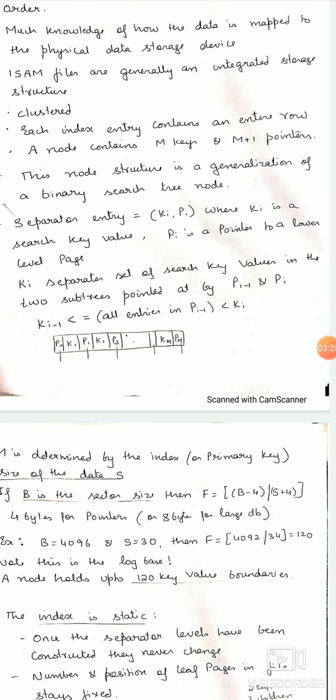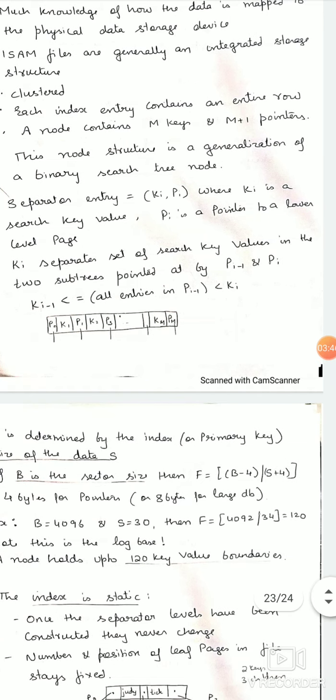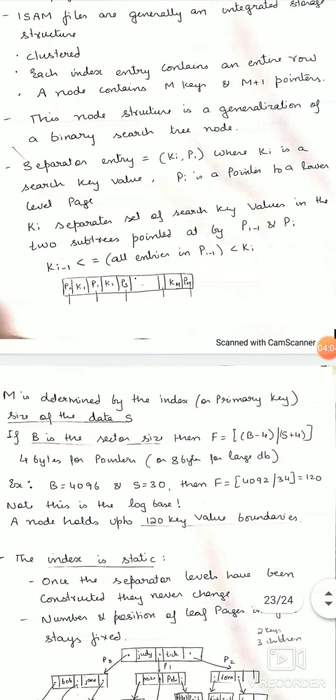The separator is the set of search key values in the two subtrees pointed to by p(i-1) and pi. Below you can see the structure of separator entries. You will have the key k1, and to its left is p0, a pointer to the next level page, which has values less than k1, and p1 points to the right child, which has values greater than k1. Similarly up to m keys, where m is the order.